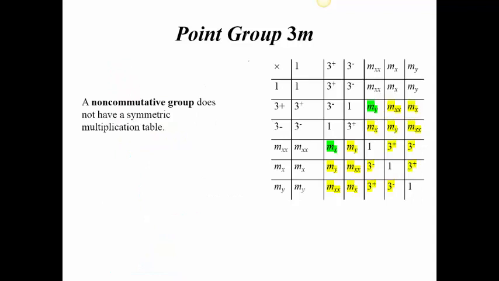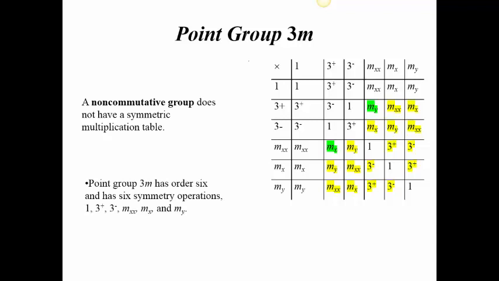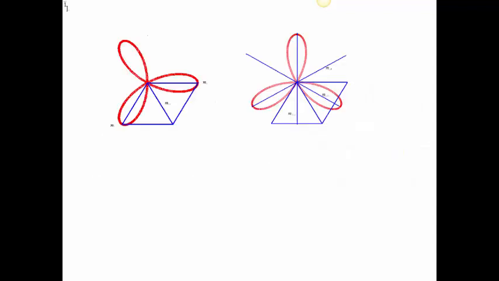Now, the non-commutative group does not have a symmetric multiplication table, and there are our 6 symmetry operations. And now there's another thing that we need to look at. The way we have set up our axes at 120 degrees apart, we can put the mirror down the short axis, or we could put the mirror down the long axis. And that has the effect of rotating our figure.